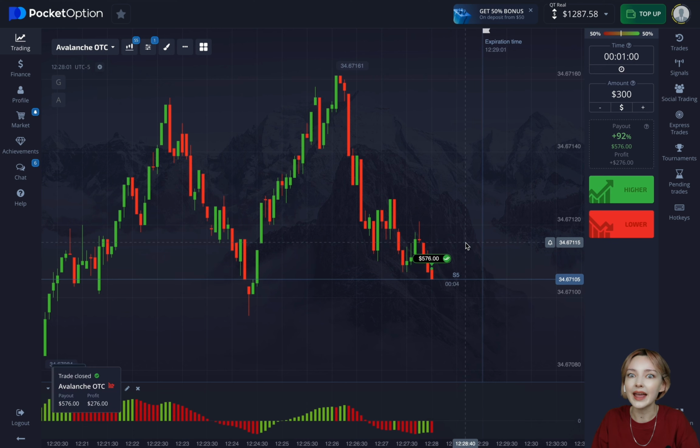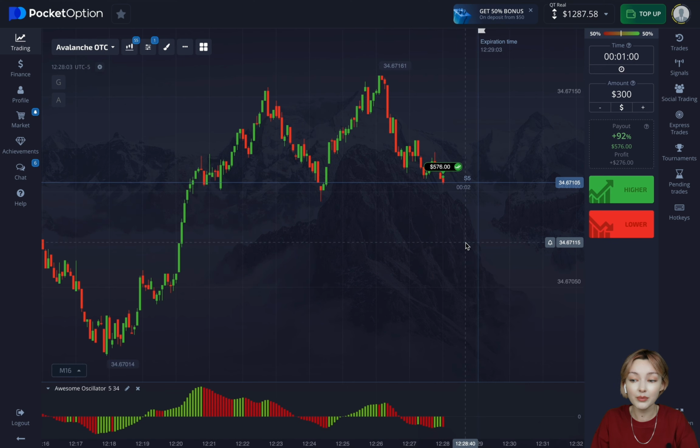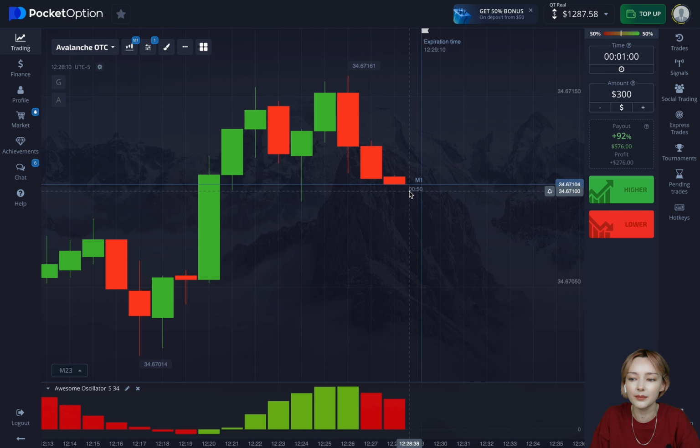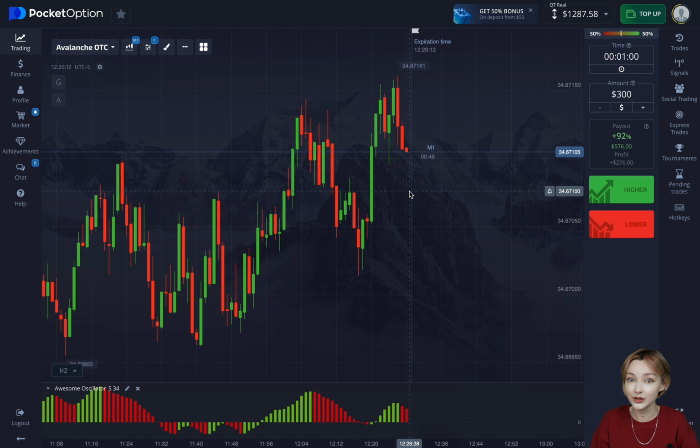Today we've made around $800 on top of our initial deposit. I think it's truly incredible considering the amount we traded with, don't you think?